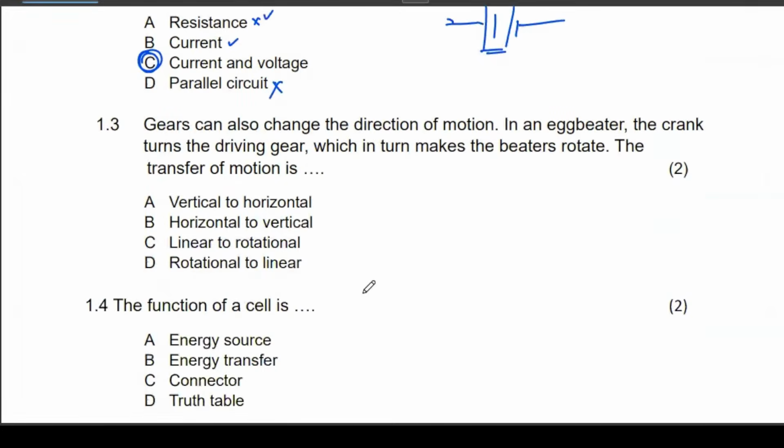1.3, gears can also change the direction of motion. Very true. In an egg beater, the crank turns the driving gear, which in turn makes the beaters rotate. The transfer of motion is called. So in an egg beater, how is the rotation moving? So it's from the rotary motion, okay, into what we call the linear motion. So vertical to horizontal, horizontal to vertical, linear to rotational, rotational to linear.